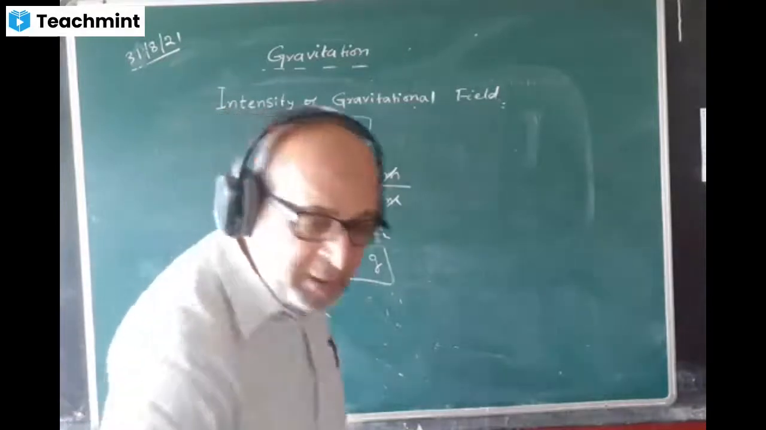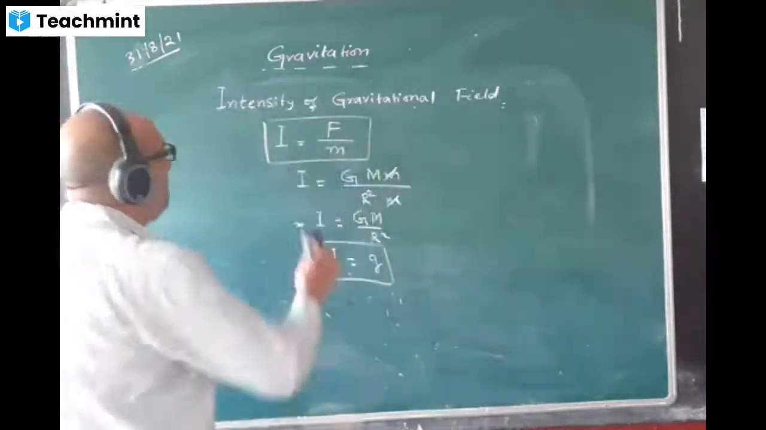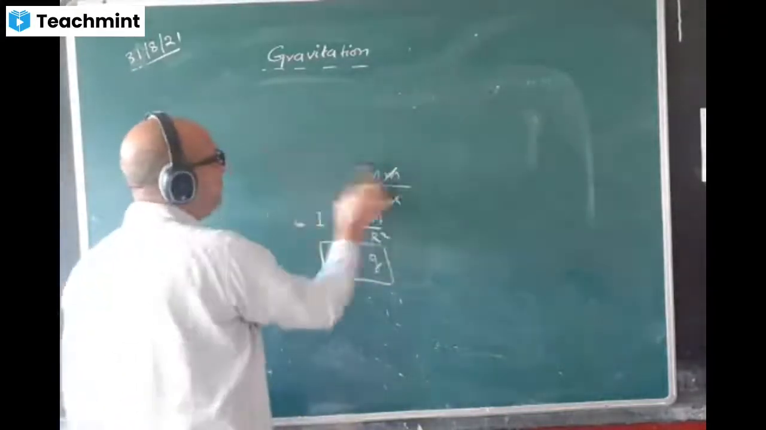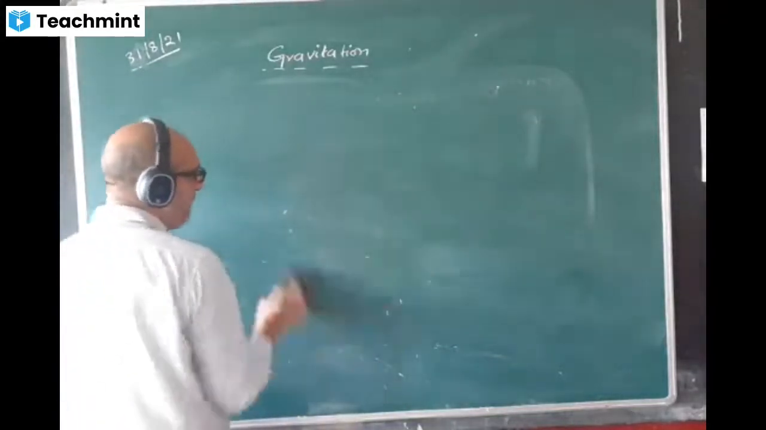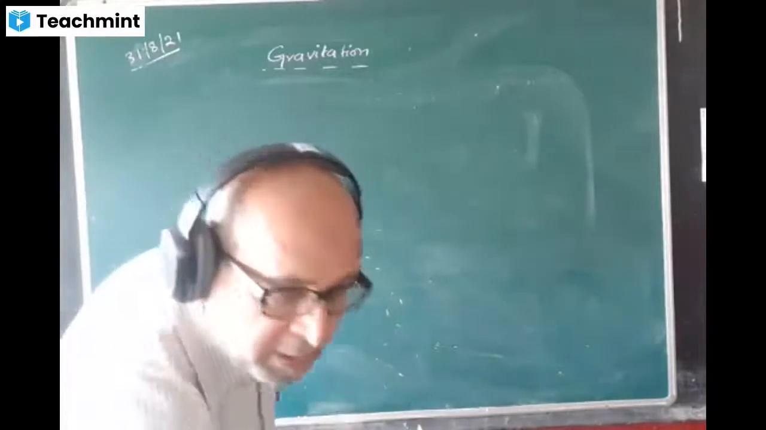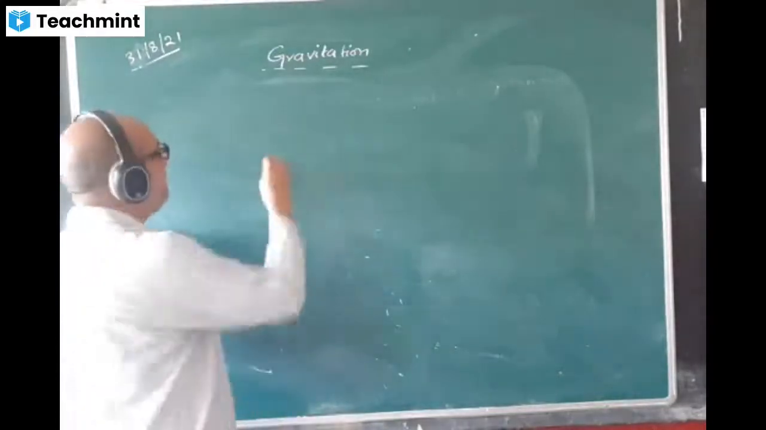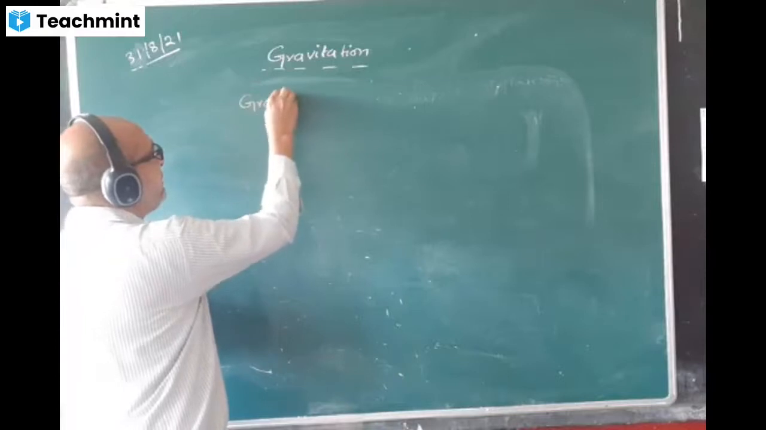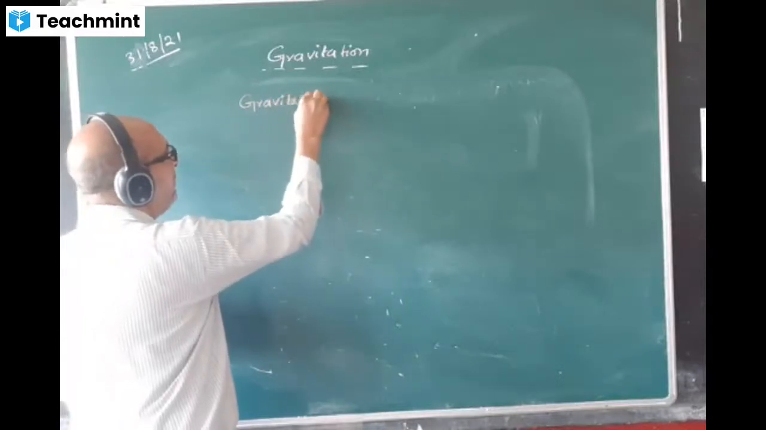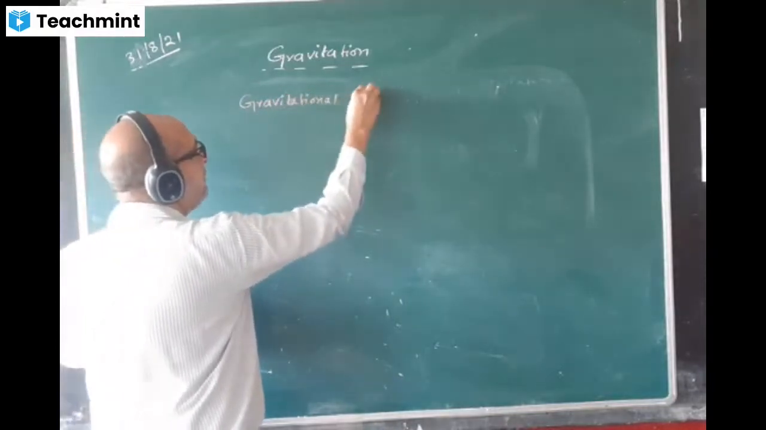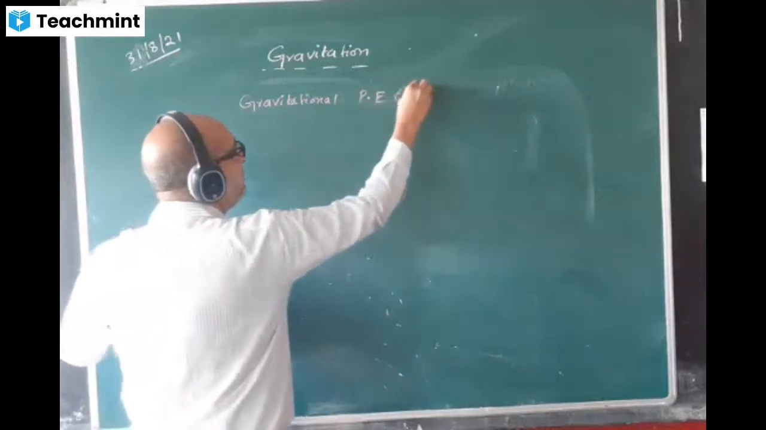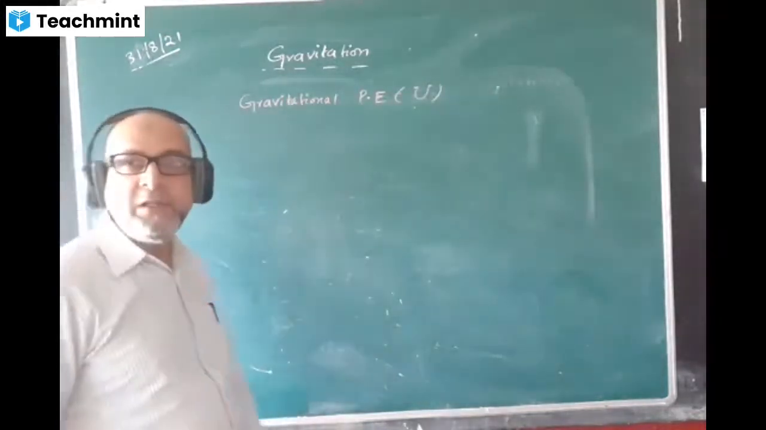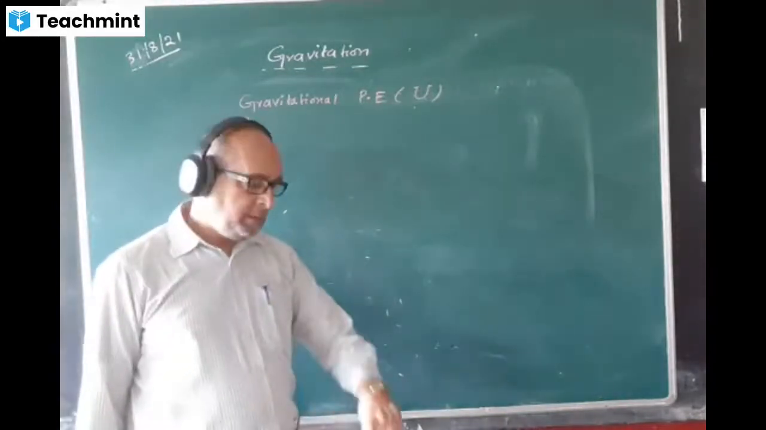Okay, now give the next heading. Next heading is gravitational potential energy. Gravitational potential energy is denoted by capital U.